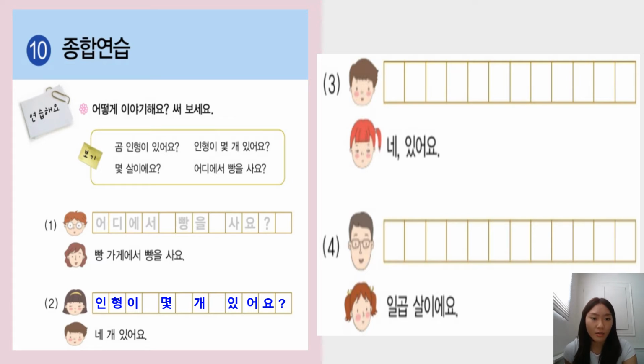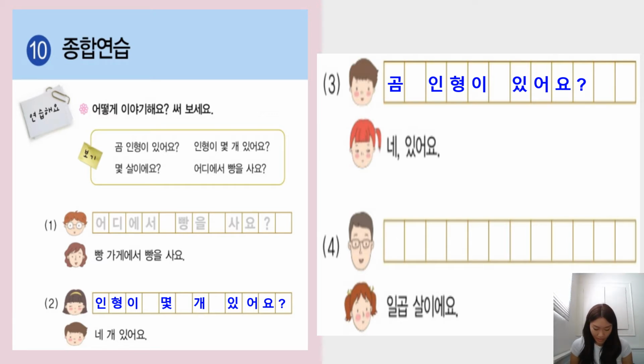Let's see. We already did the second one. We did this one. So there are 2 options left. Is it 곰 인형이 있어요 or 몇 살이에요? Now 몇 살이에요 is an age question, so you would answer with the number. So that's wrong. So it would be this one. 곰 인형이 있어요? Do you have a teddy bear? And the answer is yes, I do. 네, 있어요.